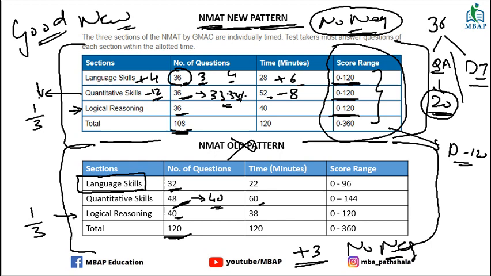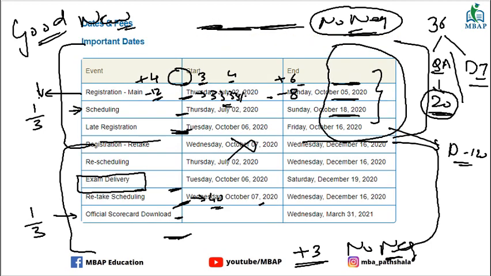So yes guys, this is what I wanted to discuss with you in detail about the new NMAT pattern and how and what kind of people can take advantage of this. Alright, if I go to the next slide, that talks about the dates, because that is also important. So make sure that you guys are following the dates.